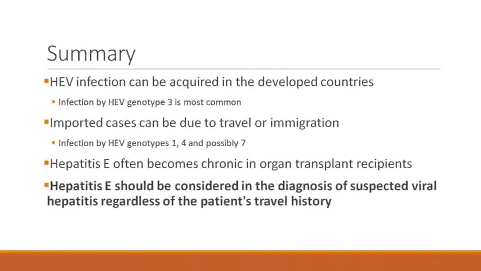In summary, hepatitis E virus infection can be acquired in developed countries. Infection with genotype 3 is most common, and imported cases can be due to travel or immigration. Infection by hepatitis E virus genotype 1, 4, and possibly 7 might be a result of immigration. Hepatitis E often becomes chronic in organ transplant recipients, and hepatitis E should be considered in the diagnosis of suspected hepatitis regardless of patient travel history.